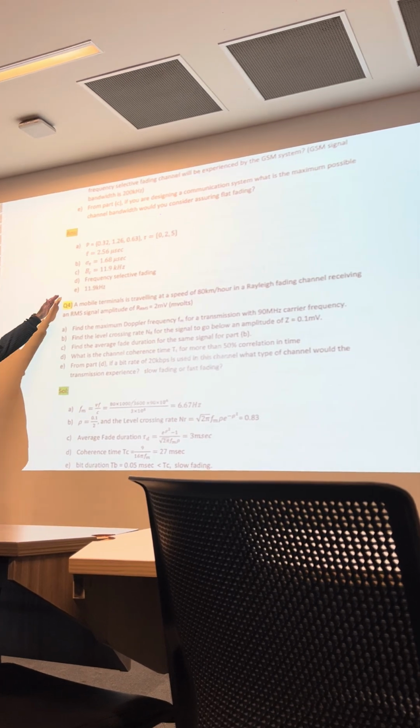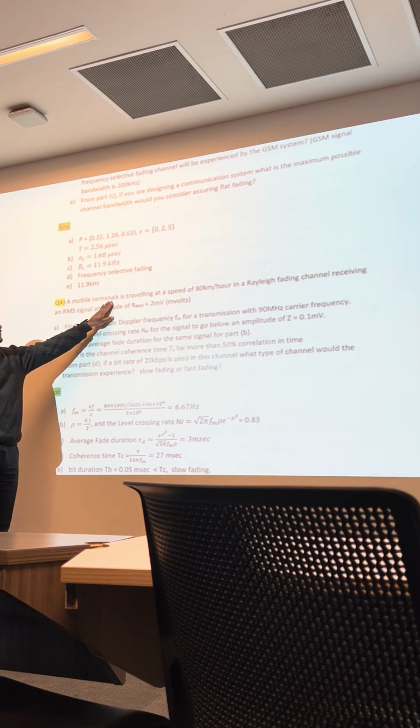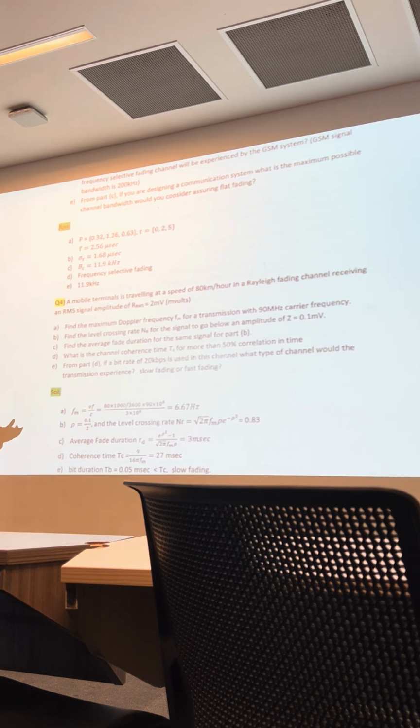Question 3 from that tutorial set was on multi-path, and then question 4 is on mobility, the Doppler effect. All right, so we have a terminal that's traveling at a speed of 80 kilometers per hour in a Rayleigh fading channel, receiving an RMS signal amplitude of 2 millivolts. And then we asked quite a few questions.